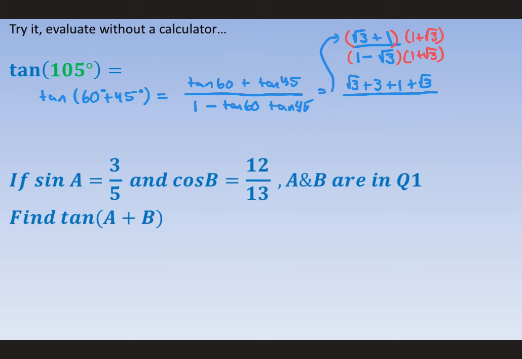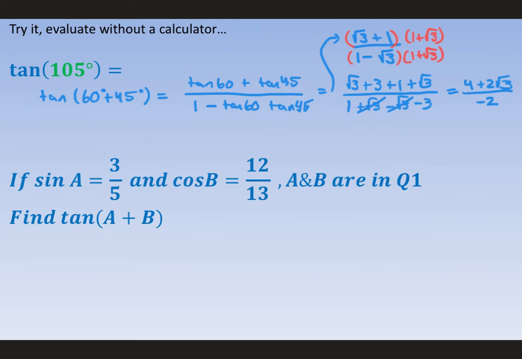On bottom, I have 1 times 1 is 1. 1 times root 3 is root 3. Negative root 3 times 1 is negative root 3. And then negative root 3 times root 3 is negative 3. So these two pieces cancel. And then let's combine our like terms. We get 4 plus 2 root 3 over 1 minus 3, which is negative 2.